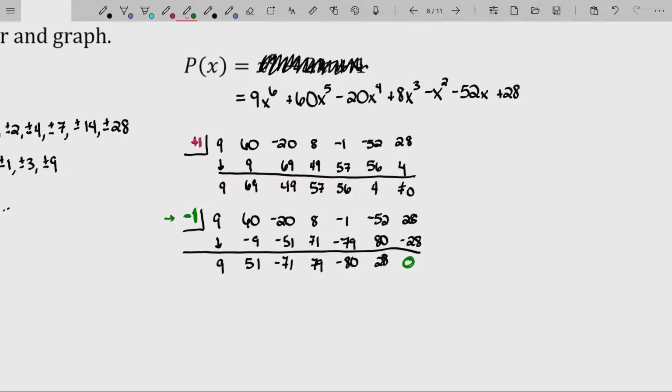Now I'm going to try negative 1 again. Notice I didn't bother rewriting that polynomial with a factor in front of it. There's no need. So let's go ahead. Bring down the 9 again. Negative 1 times 9. 51 minus 9. What is that? 43? Seems about right. This would be a negative 43.